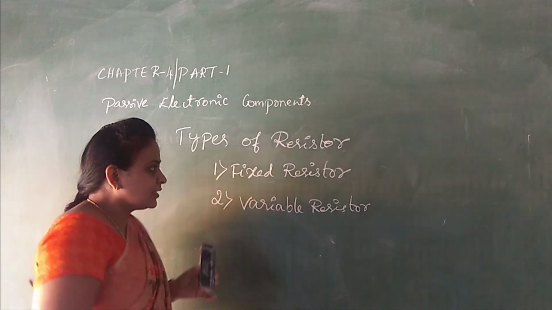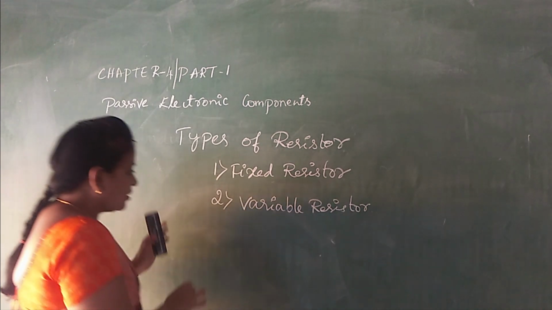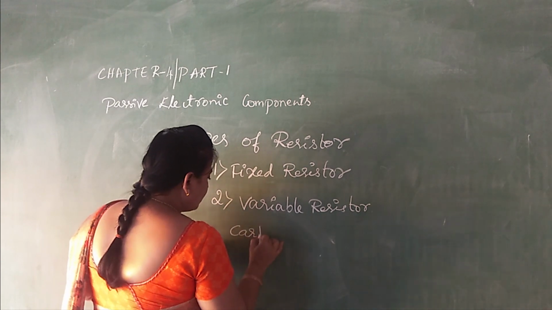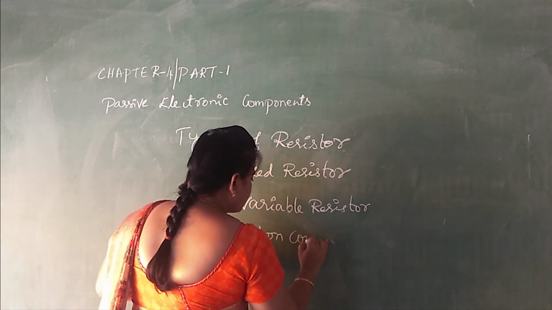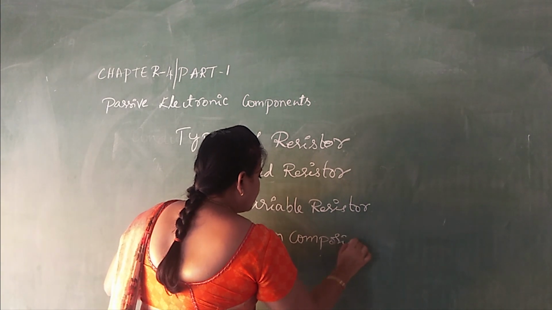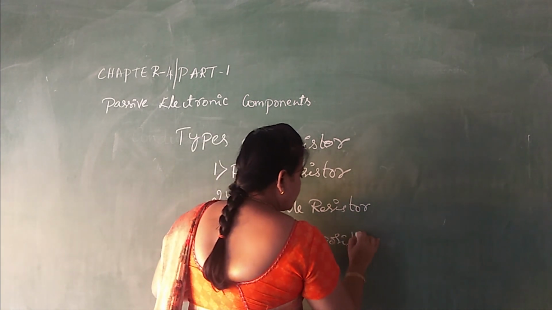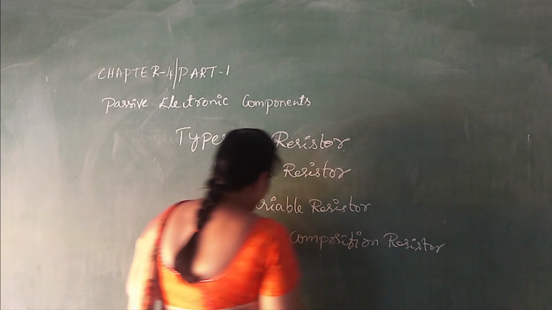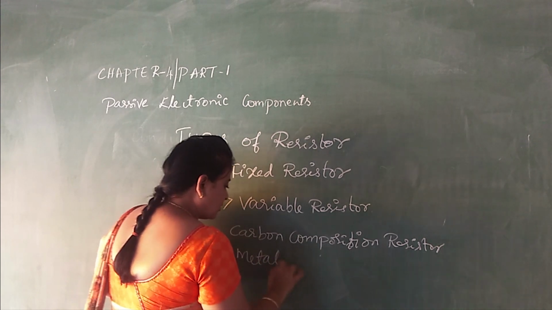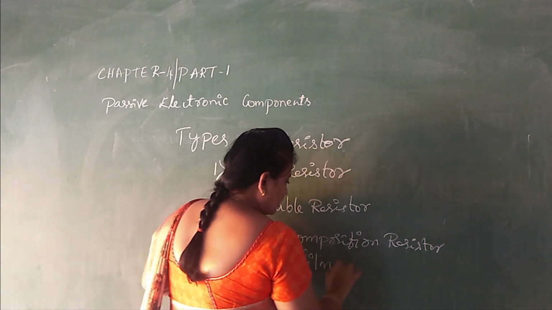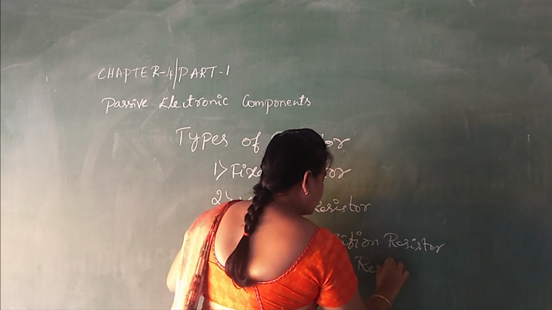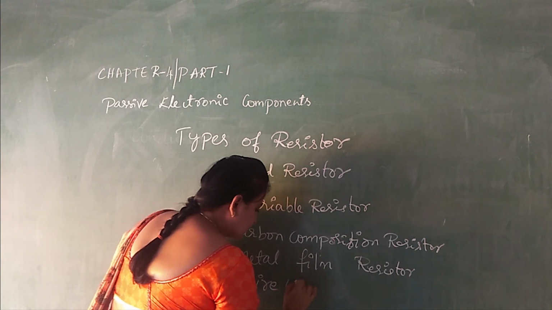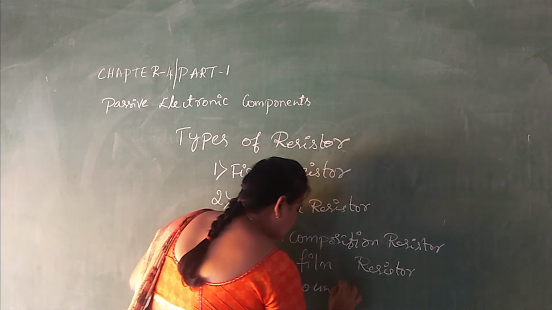Next, in the fixed resistor, we have the following types. First one is carbon composition resistor, metal film resistor, wire wound resistor.